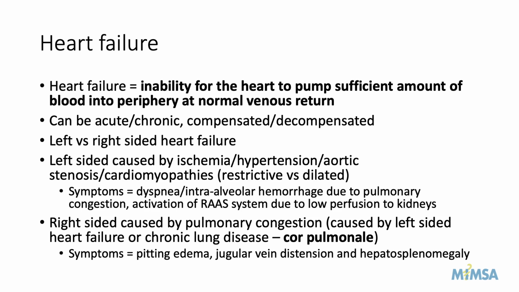So it can split into acute and chronic. Acute heart failure happens quite rapidly, and chronic happens over a long period of time. You also have compensated and decompensated heart failure, which I'll discuss later on. And then it's also split into left versus right side heart failure. So either the left side fails or the right side fails, or you have something called biventricular heart failure.